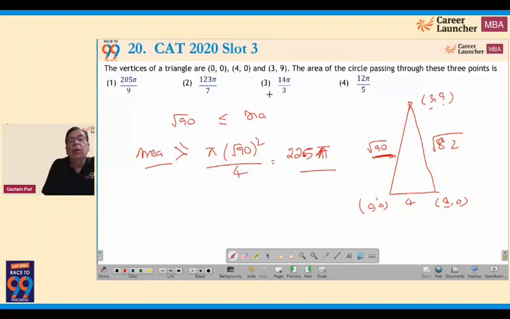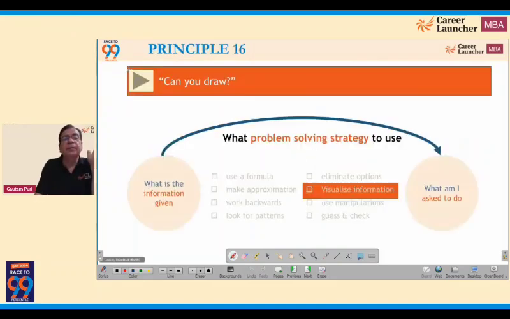Now look at the choices. This is 2.5 pi. Wrong. This is approximately 5 pi. 7, this is less than 20 pi. Wrong. Correct answer. You can check it also if you want. But my point is, please be willing to approximate.